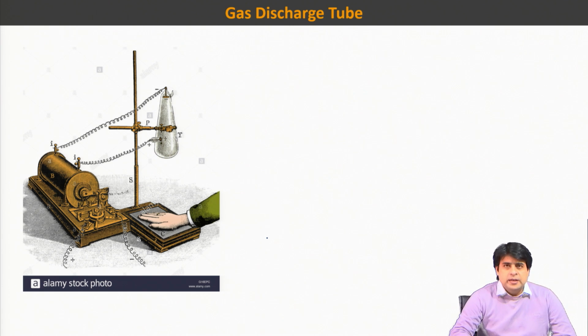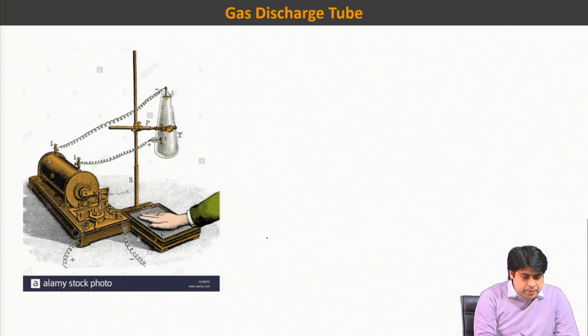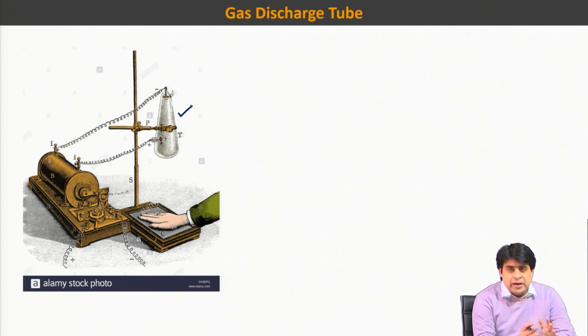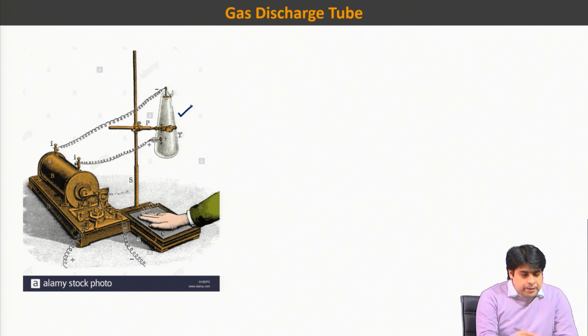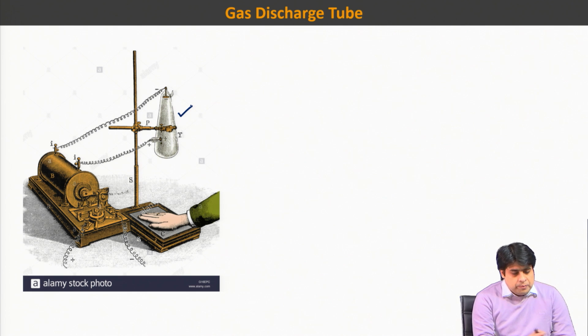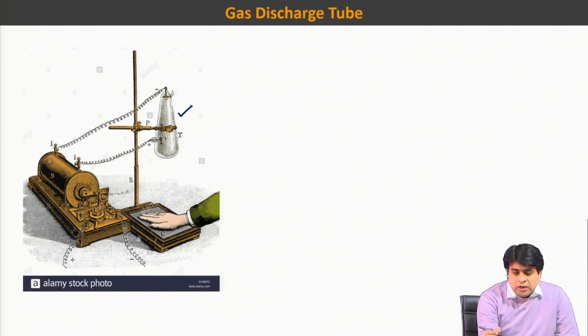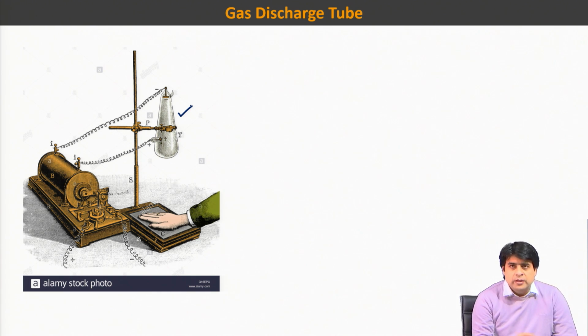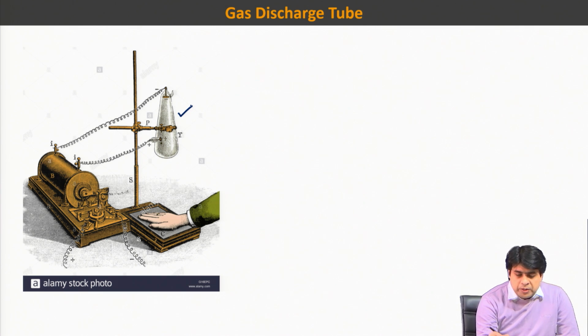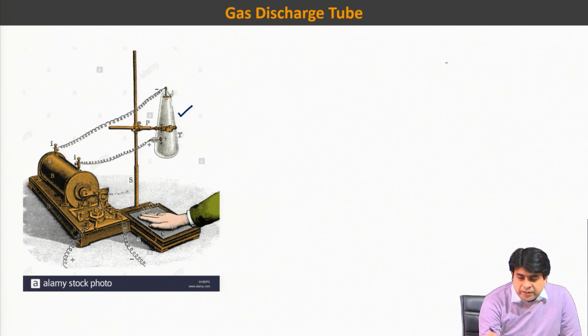If you see his experiment, it contained a Crookes apparatus, a funnel-shaped apparatus. That apparatus is connected with some electric supply. Basically, some voltage was generated in this Crookes apparatus. If you simplify this drawing, it will look like this.